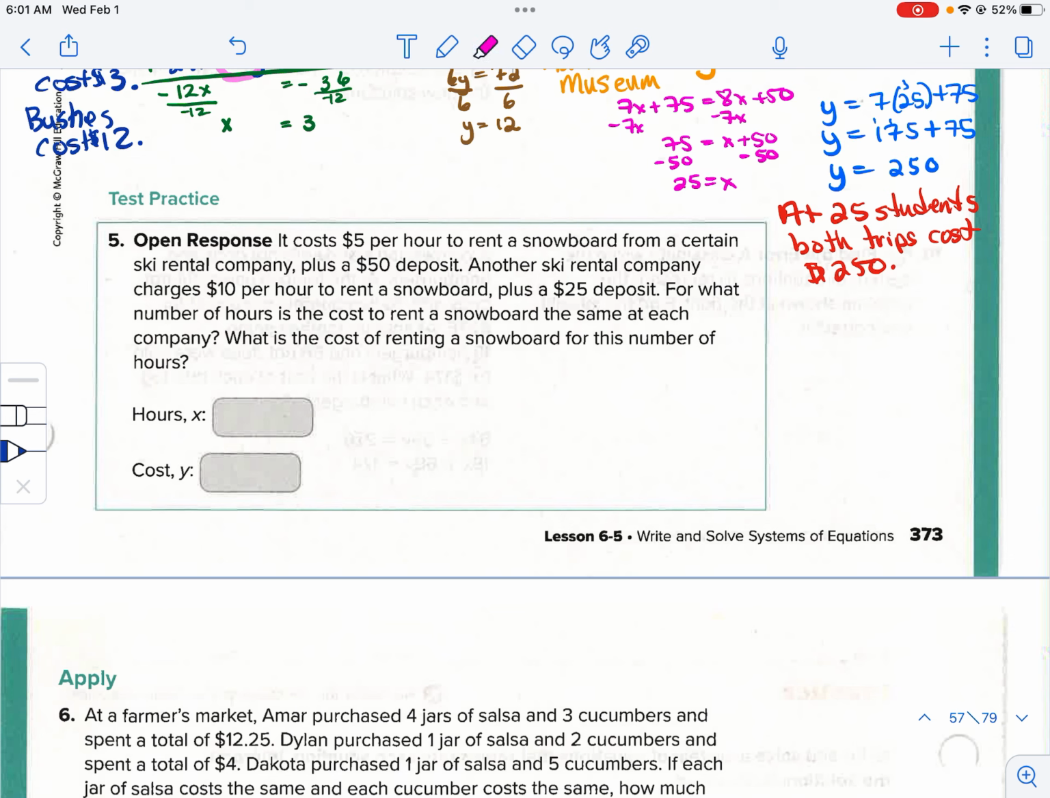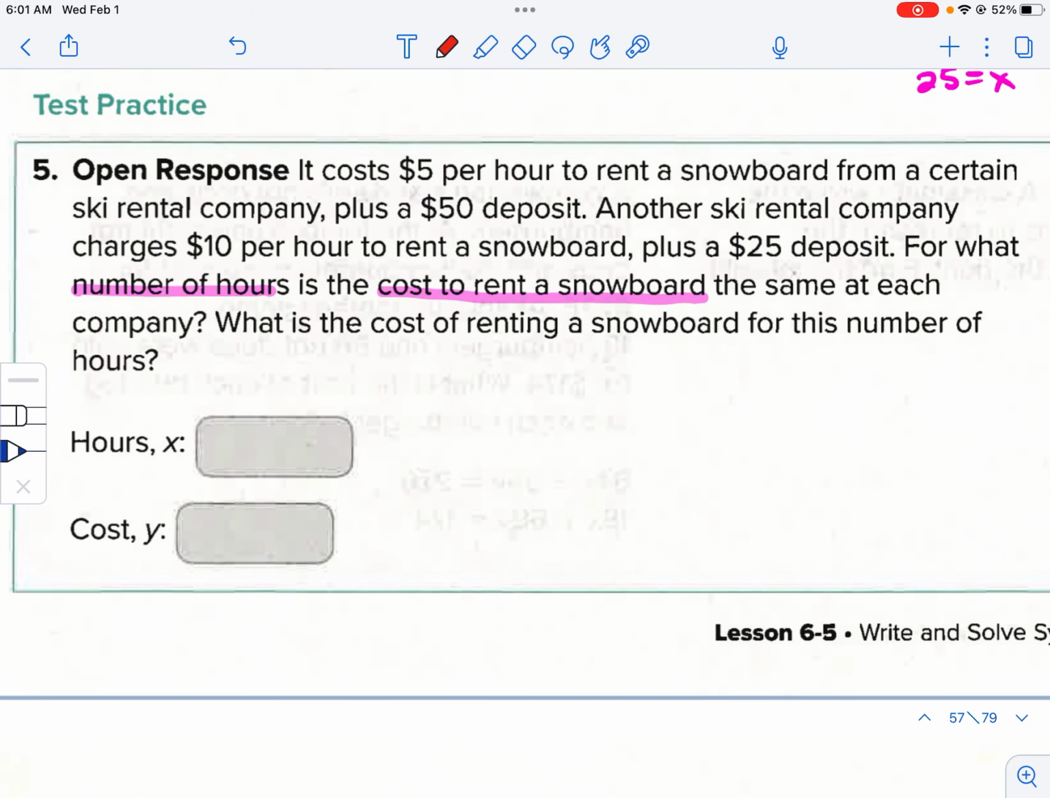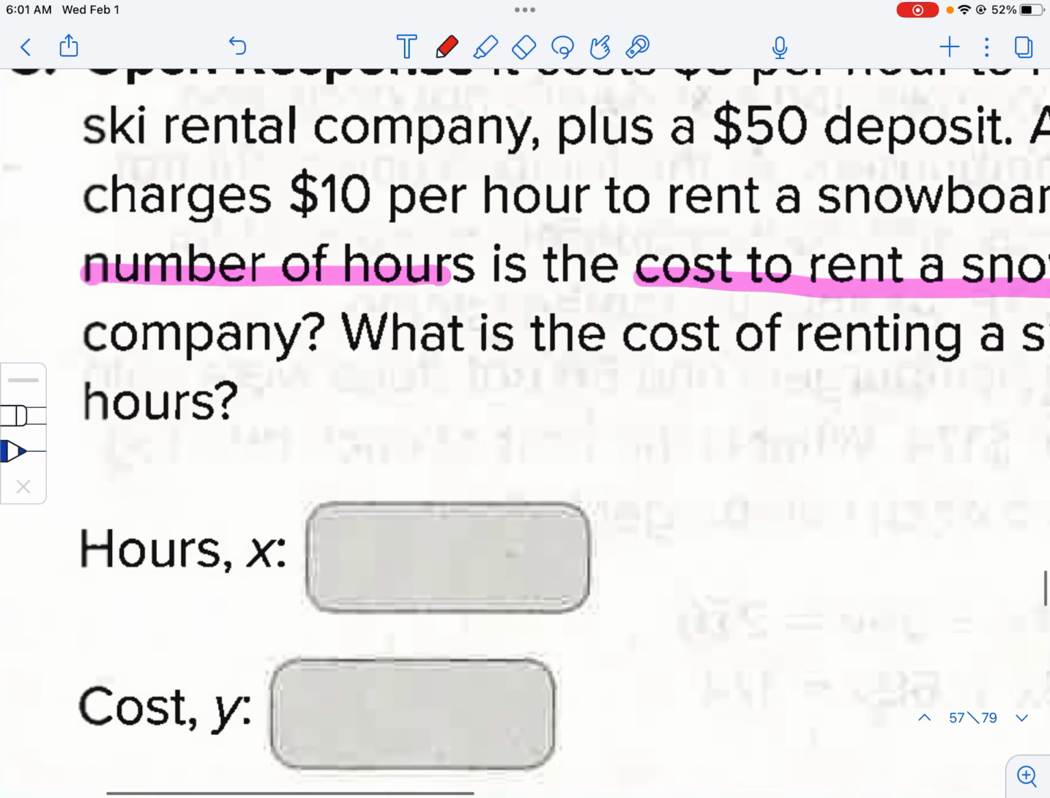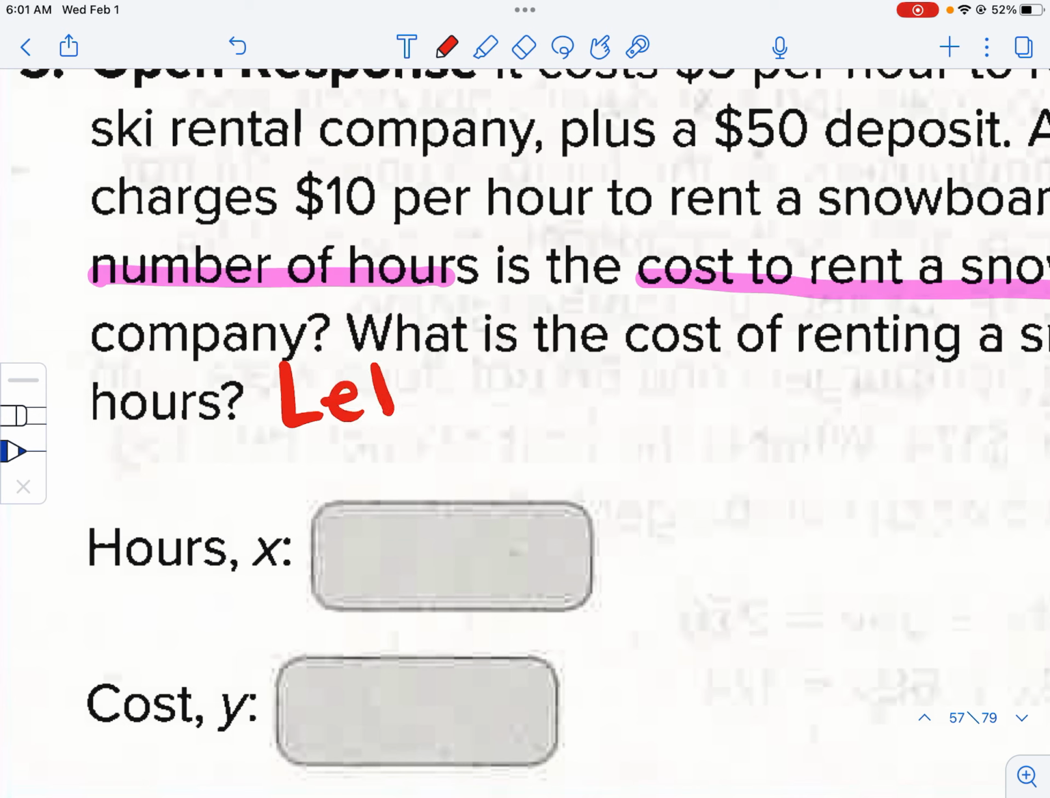Okay, so here we go. It wants to know what number of hours and the cost for a snowboard. So I have two companies. So here we go. We're going to do let X equal number of hours. What's the other thing we want? The cost. Total cost.